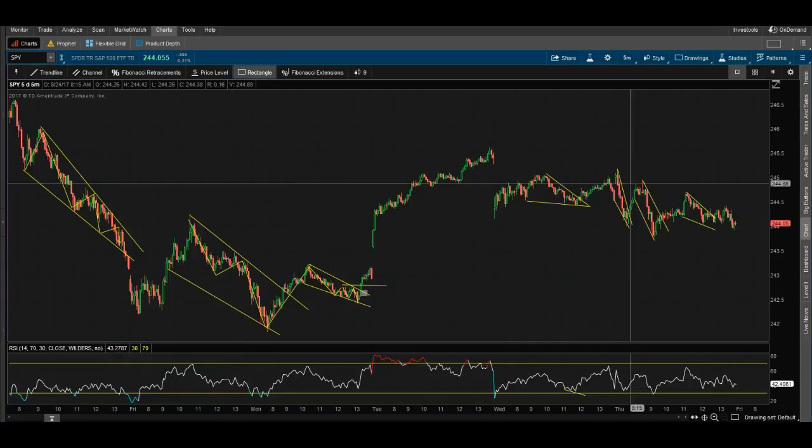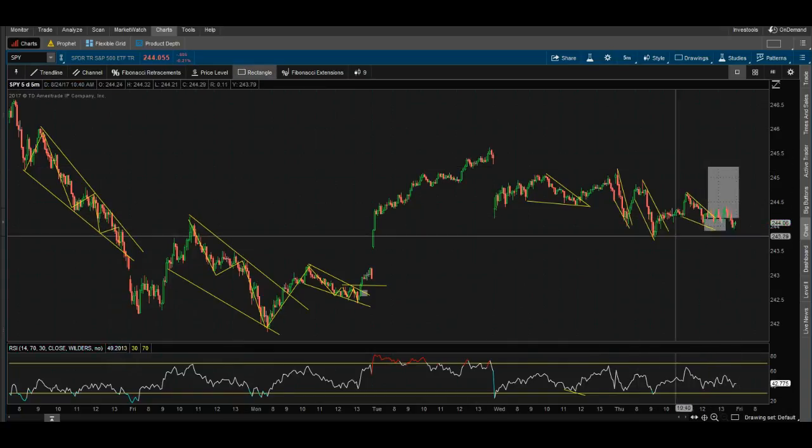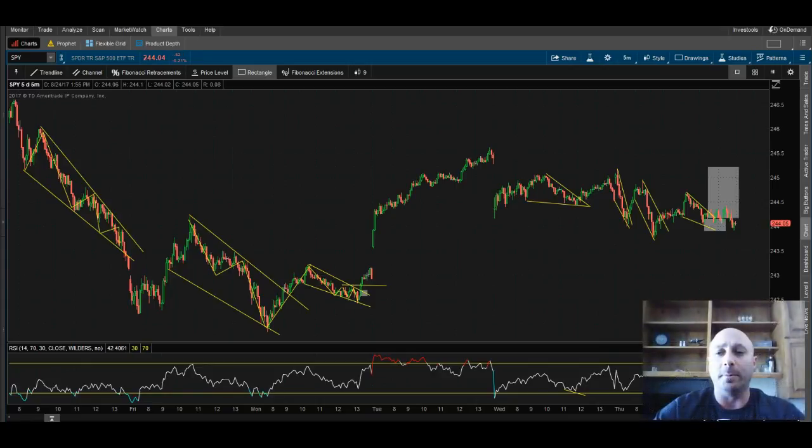But remember, these trades are all about low risk, high reward, right? So you can risk maybe one to make two or three. So these are really, really good high probability trades that you could do.